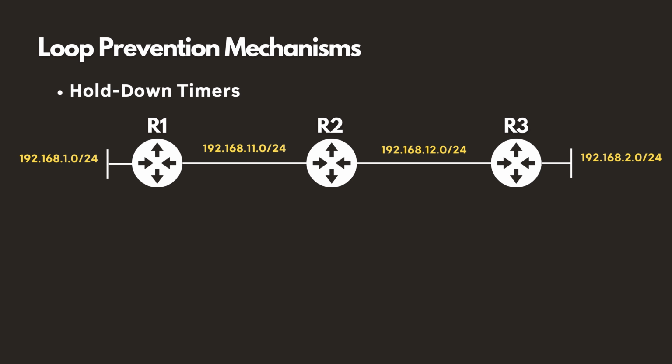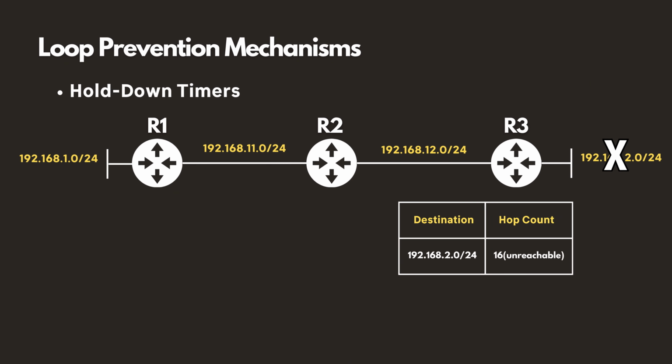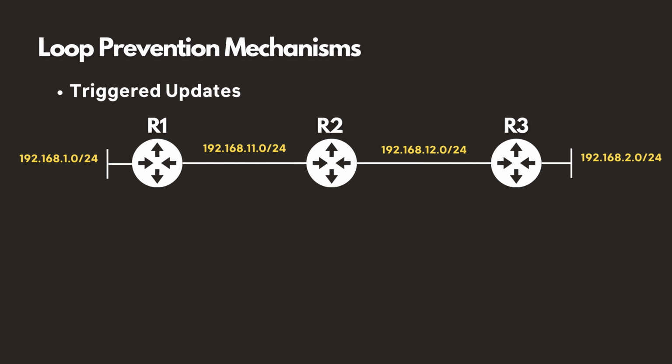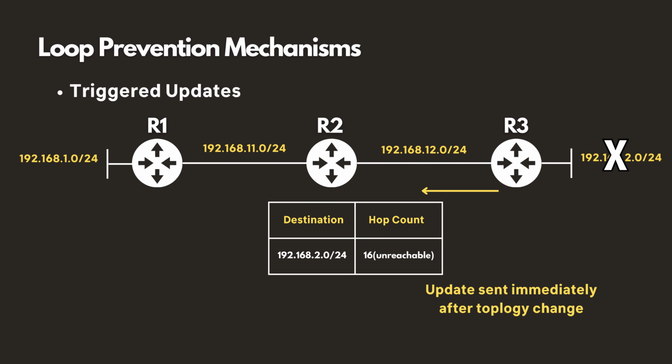RIP also has hold down timers. This timer kicks in when a route goes down. It tells the router to wait before accepting new information about it to prevent route flapping. It's 180 seconds by default. Lastly are triggered updates. It's a mechanism to send immediate updates when topology changes for faster convergence. It's supported in RIP version 2.